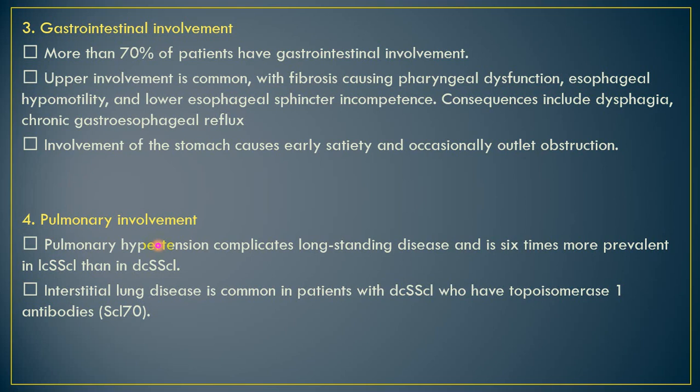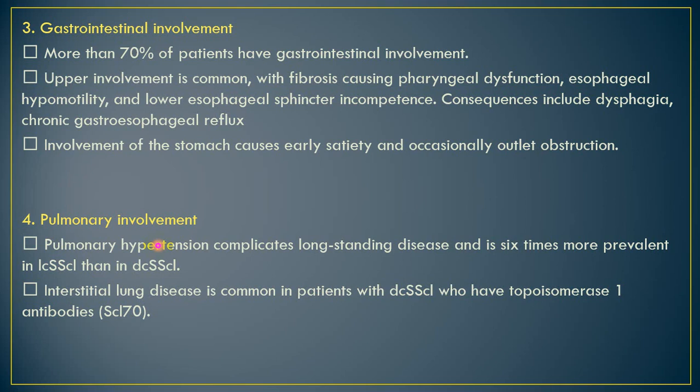Sometimes, due to weakness and dysmotility in the bowel, a lot of diverticula could develop, especially in the colon, and these diverticula may become a site for infection. That is why small bowel bacterial overgrowth is common in patients with systemic sclerosis.